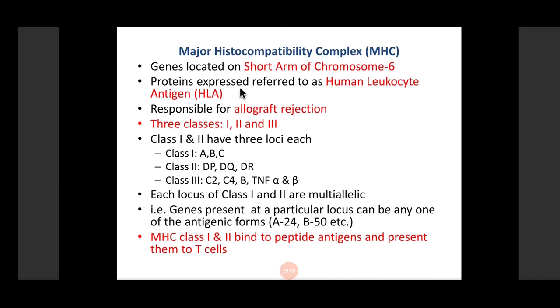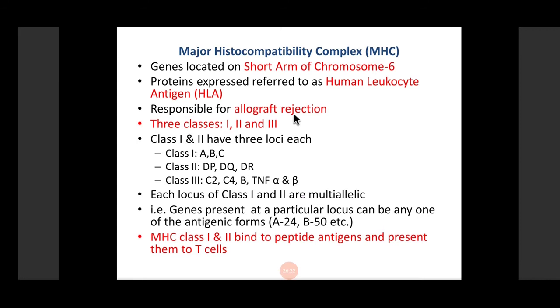The major histocompatibility complex is basically a protein which is coded by genes located on the short arm of chromosome 6. This is a very common question that you get in your exams. The protein which is expressed is called human leukocyte antigen, or HLA. It is the protein part expressed by a group of genes referred to as the major histocompatibility complex. They are very important molecules because they are very unique in every individual, so they play a very important role in allograft rejection.